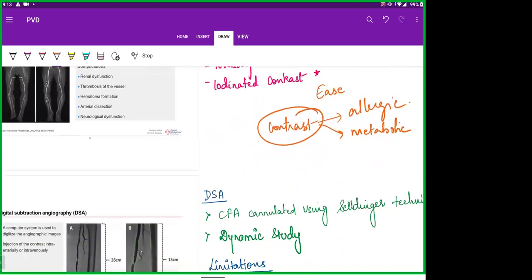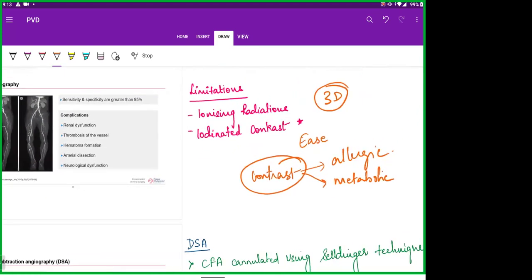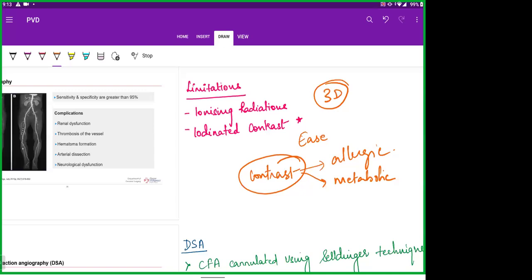Another thing is, when you talk about a diabetic patient, diabetic patients will have calcifications. In diabetic patients, suppose you're suspecting PVD, which one would you prefer, a CT angiogram or anything else?